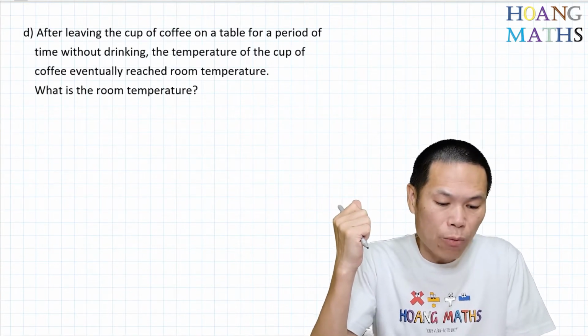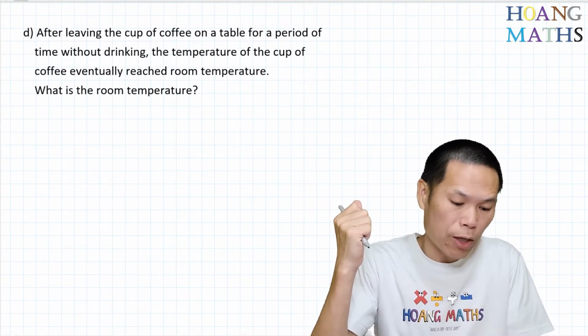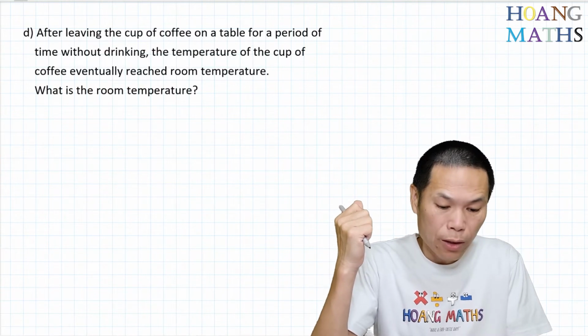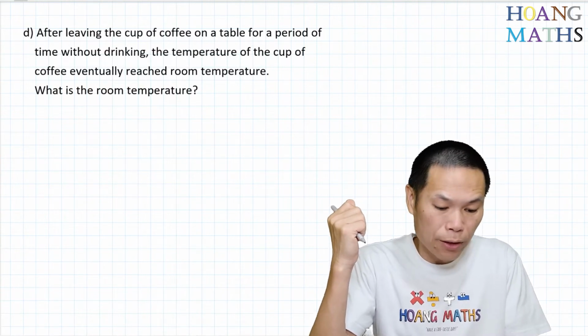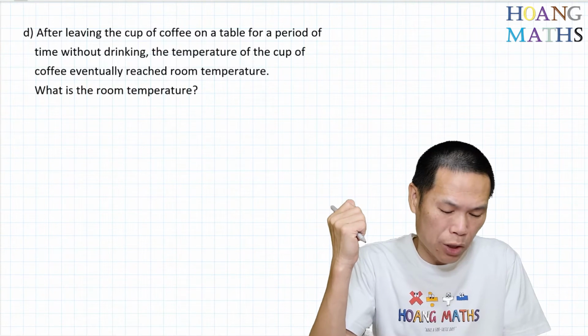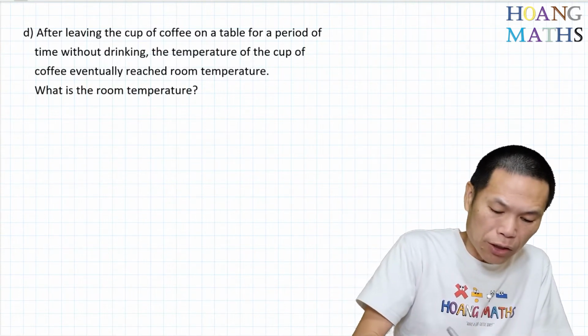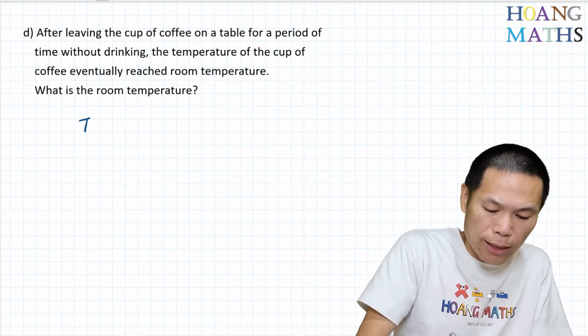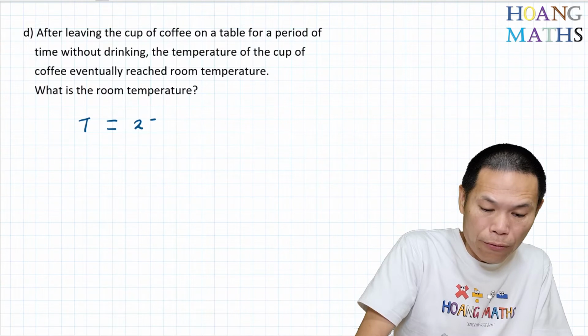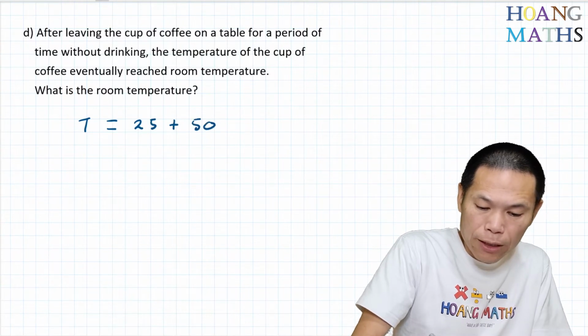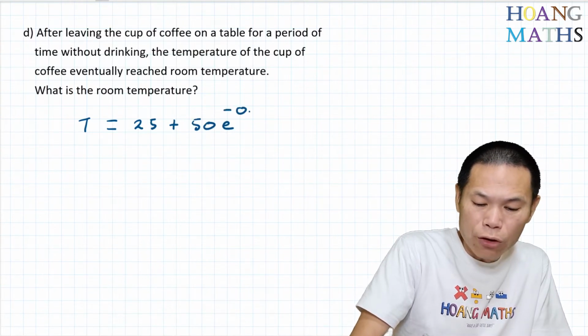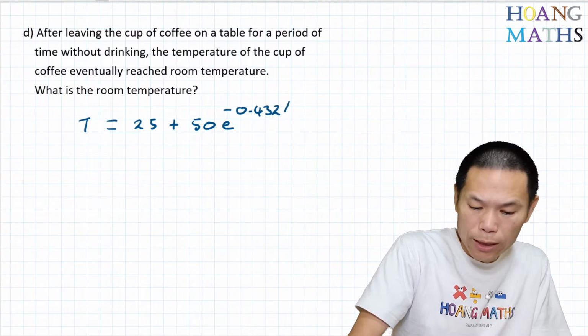After leaving the cup of coffee on the table for a period of time without drinking, the temperature of the cup of coffee eventually reached room temperature. So what is the room temperature? So let me just write down the function first. So we know that T, the temperature of the coffee, is 25 plus 50 e to the negative 0.432 t.